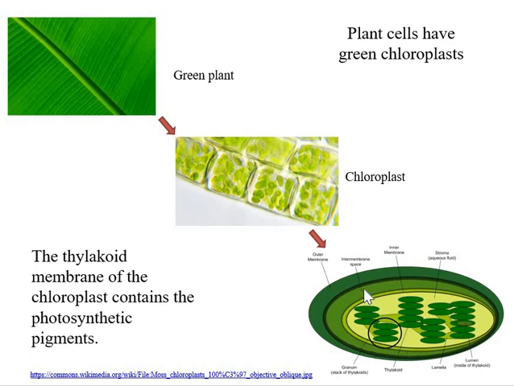I will show you the complete, enlarged figure of this chloroplast, and you will find that the thylakoid membrane of this chloroplast contains the photosynthetic pigments. Not only chlorophyll is present in this chloroplast, but also the other pigments I have told you about, the carotenoids, which are also present in the thylakoid membrane. So a green plant contains chloroplasts, there are a number of chloroplasts you can see, and this is the structure of one chloroplast, whose thylakoid membrane contains the photosynthetic pigments that are responsible for photosynthesis.